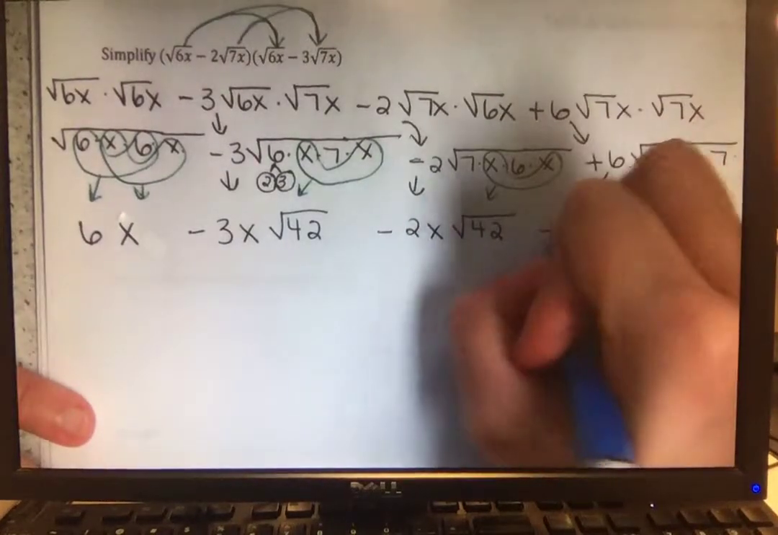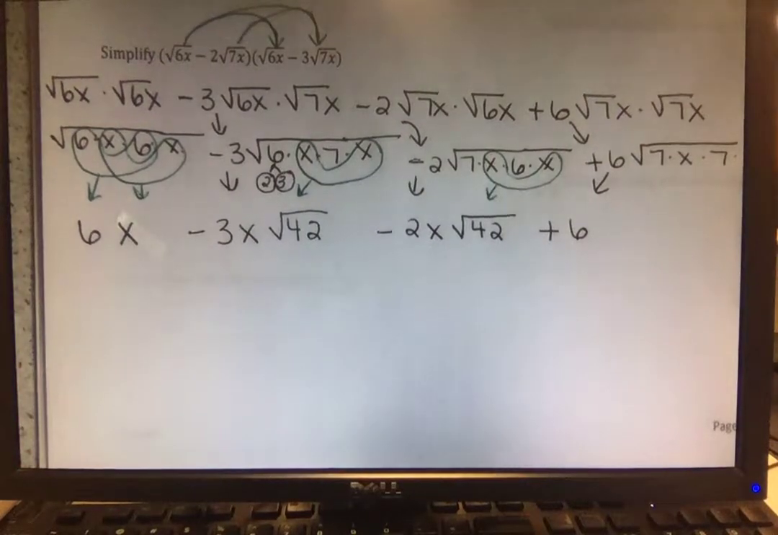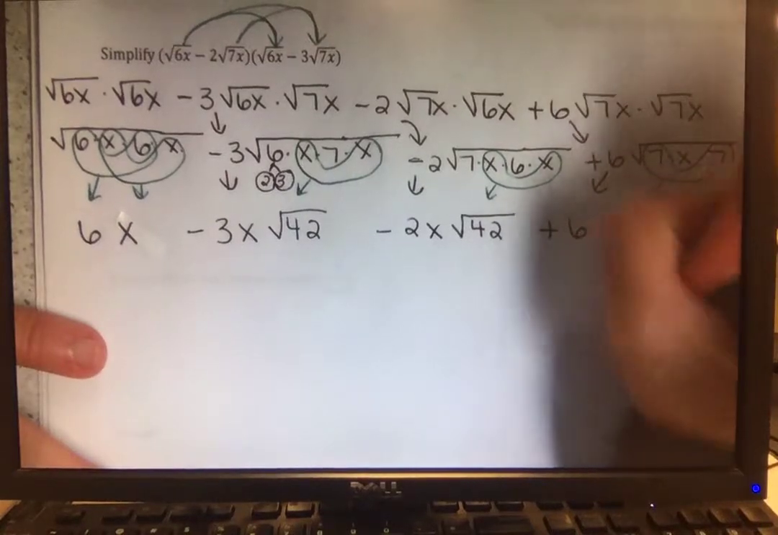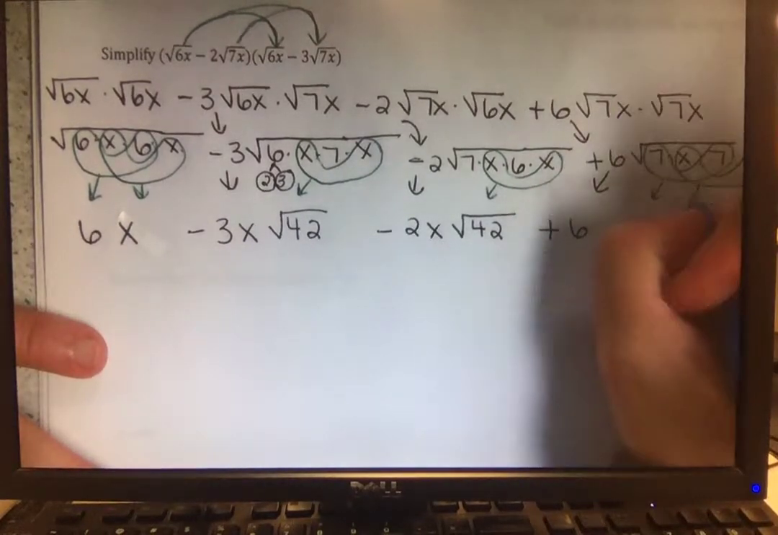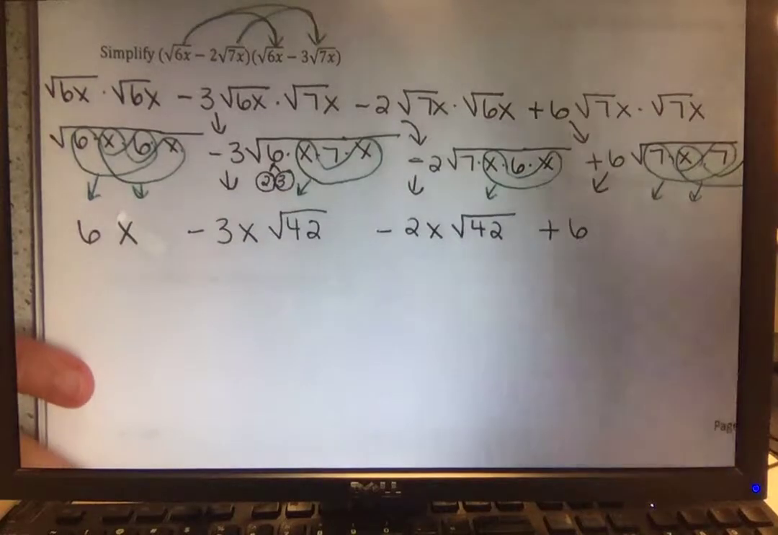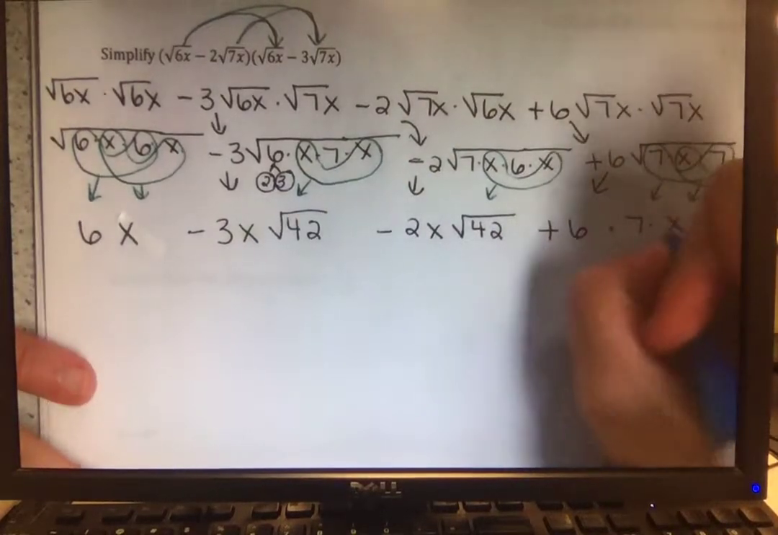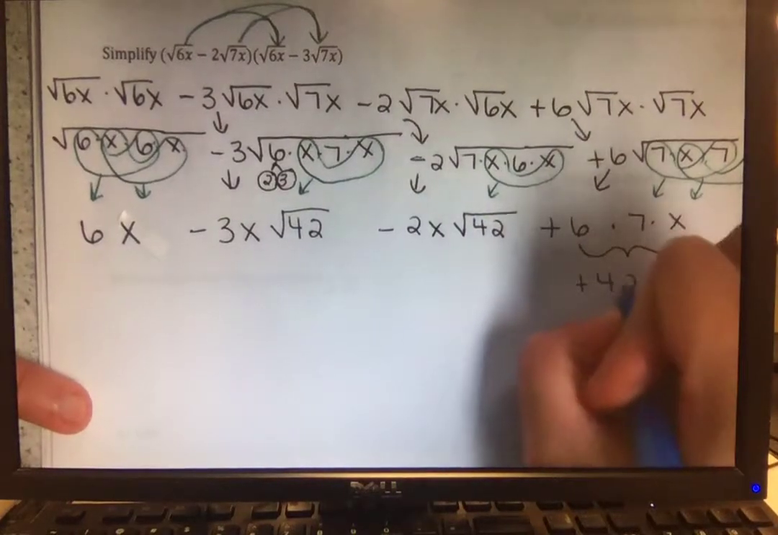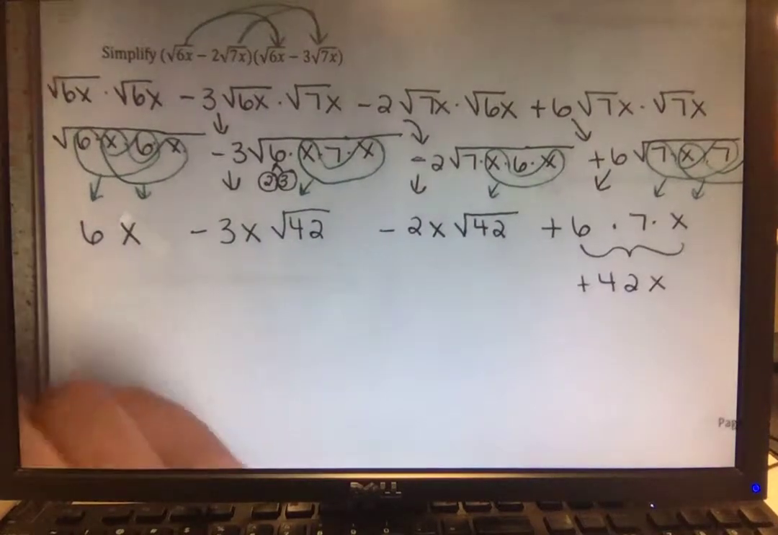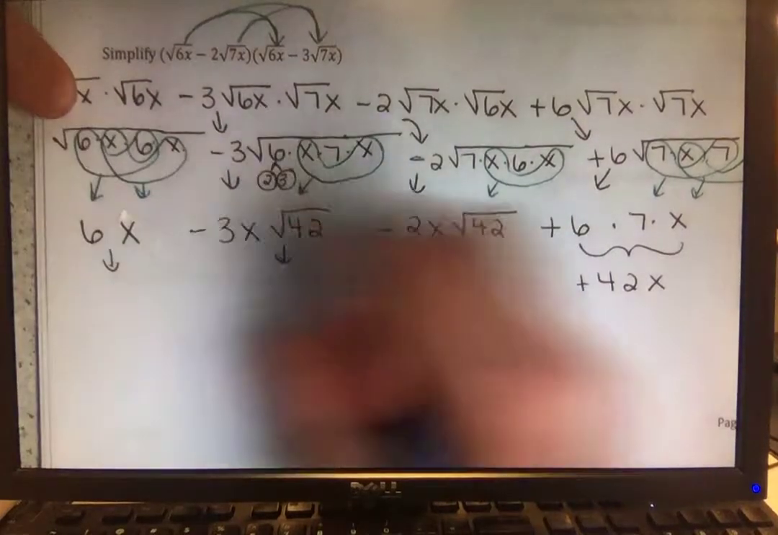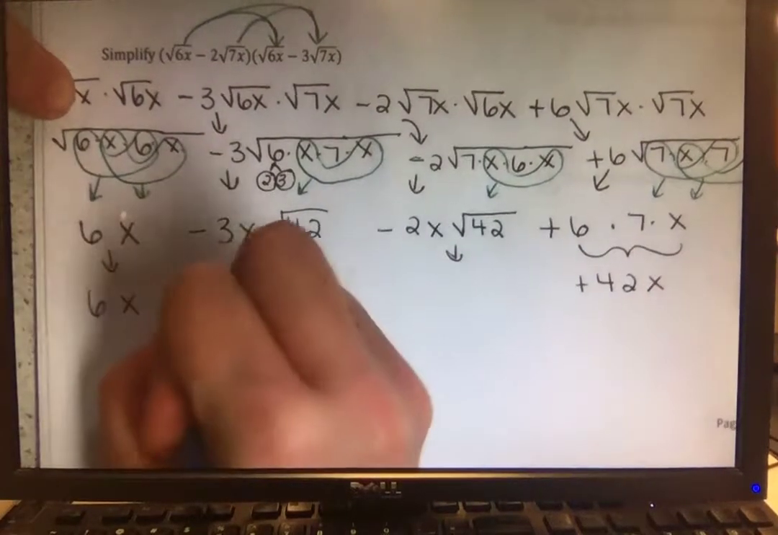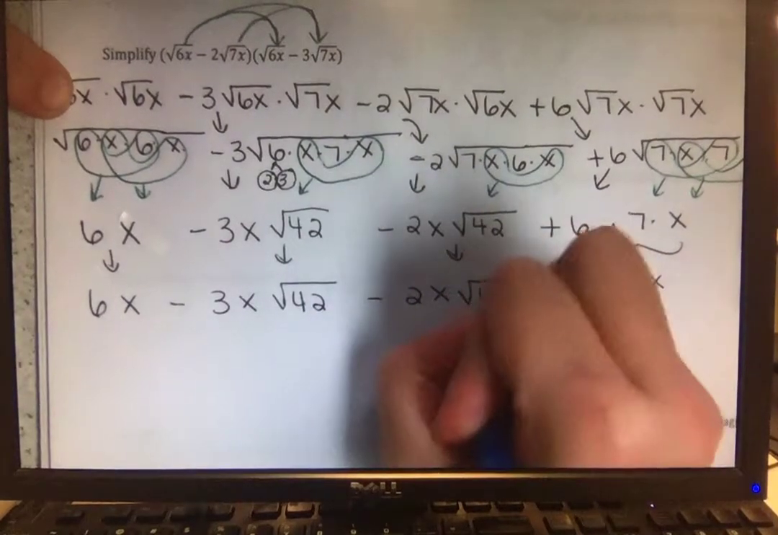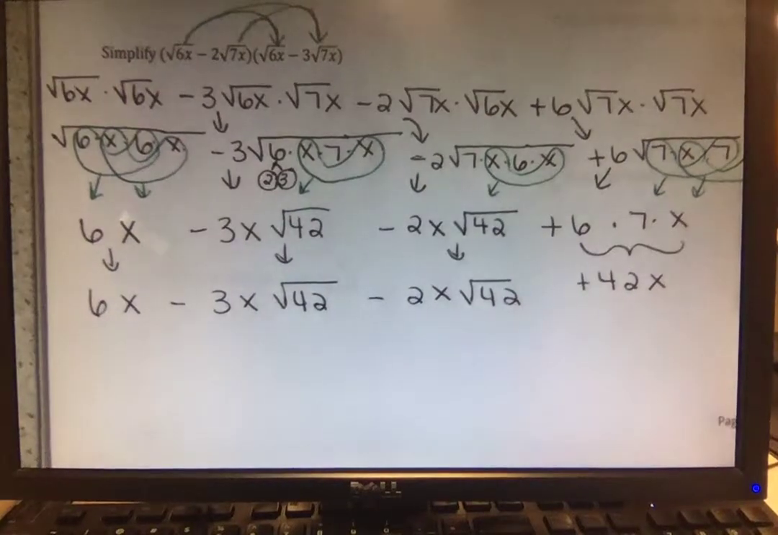This 6 is out front. It's going to stay out front. It's a square root, so we're looking for two of a kind. So these two 7's can come out of the radical, and the two x's can come out of the radical. Times 7's coming out and x is coming out. So this can simplify down to plus 42x. So just bringing everything on the same line. We have 6x minus 3x square root of 42 minus 2x square root of 42 plus 42x.